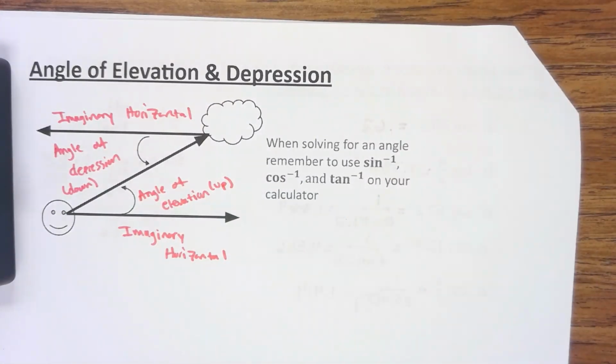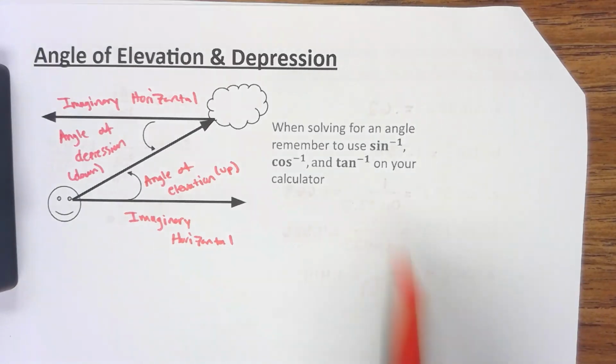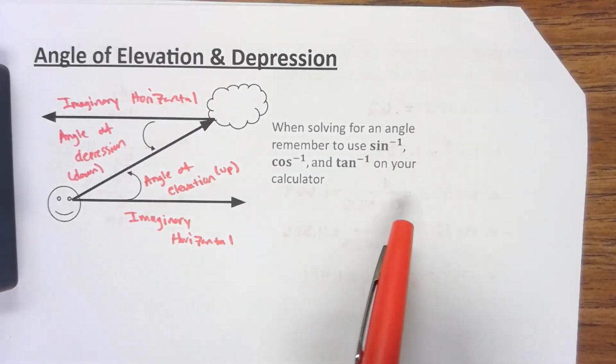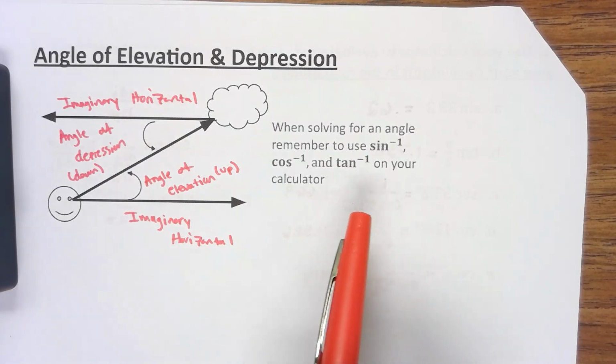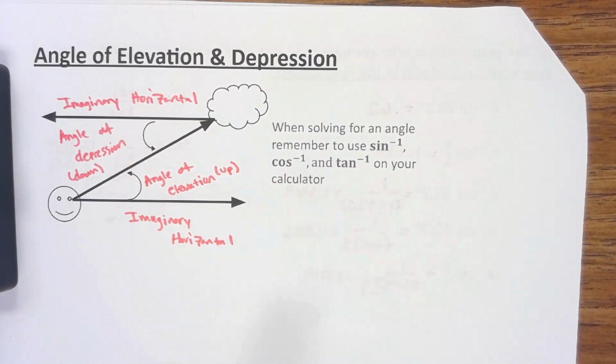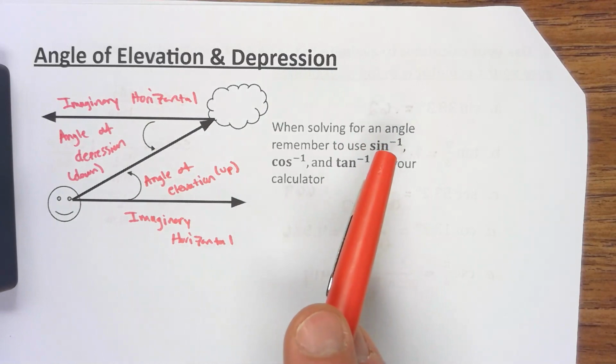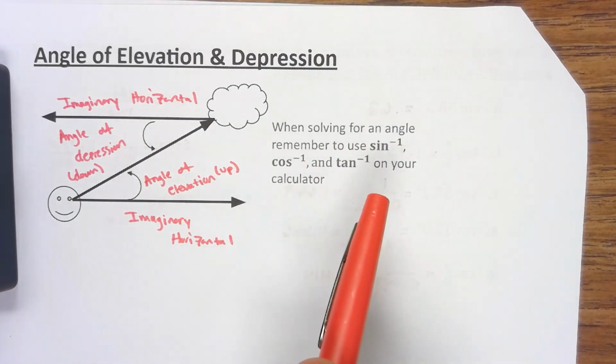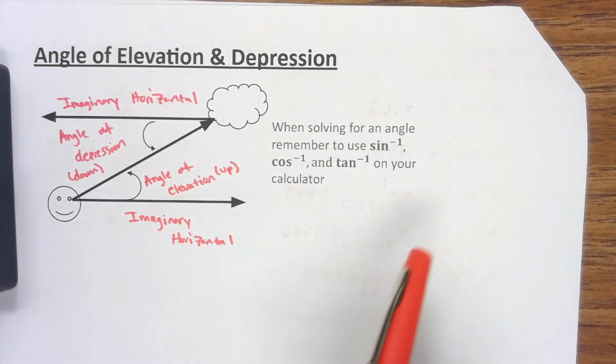Yeah, Monty, go ahead. On the side of this is just a reminder about how we find angles. In this case, when we're looking for an angle, we're going to have to use the inverse trig functions. I think we had some questions about this last time. Know that these are different than the reciprocal functions. The inverse cosine, inverse sine, inverse tangent, they are not the reciprocal functions. They are very different.